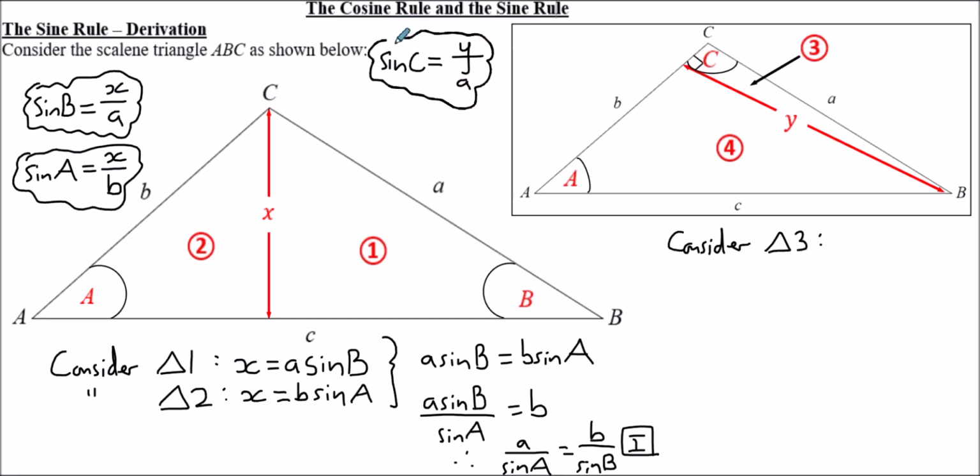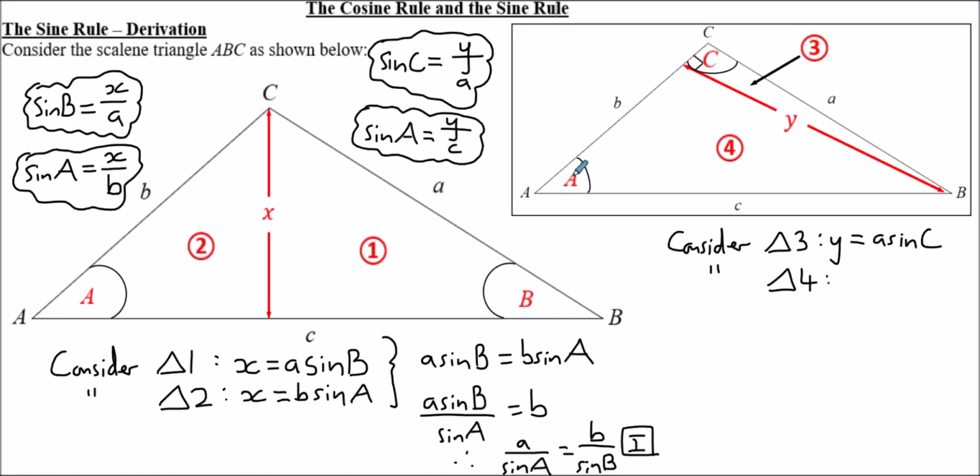And so if I rearrange that to get what y is in terms of sine C, we can see that y is going to equal A sine C. But then if you think about triangle 4, this bottom triangle here, and think about the sine function for angle A. Sine A is going to be the side opposite to A, which is y, divided by the hypotenuse in triangle 4. The longest side in triangle 4 is C. So that can be rearranged in terms of y equals C sine A.